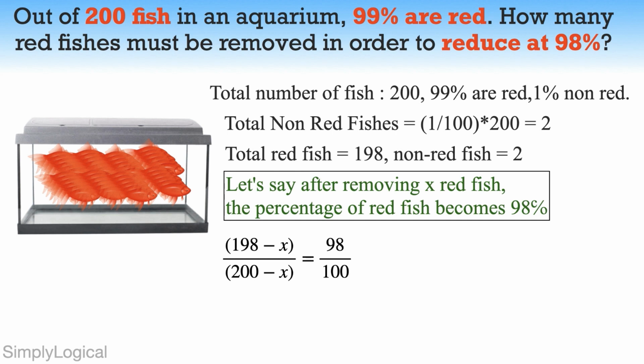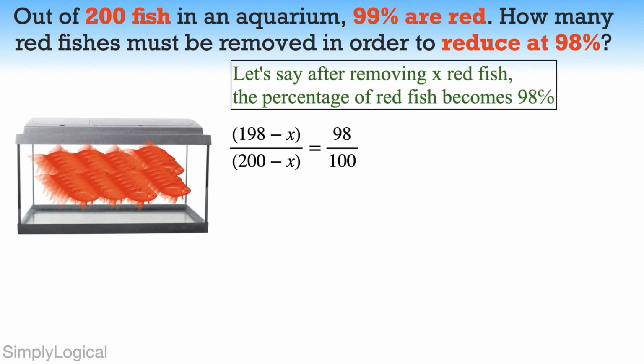198 minus X represents the number of red fish in the aquarium after removing X red fish. 200 minus X represents the total number of fish that remain in the aquarium, which includes non-red fish as well. The right-hand side represents the percentage we need to achieve. So let's solve this equation.